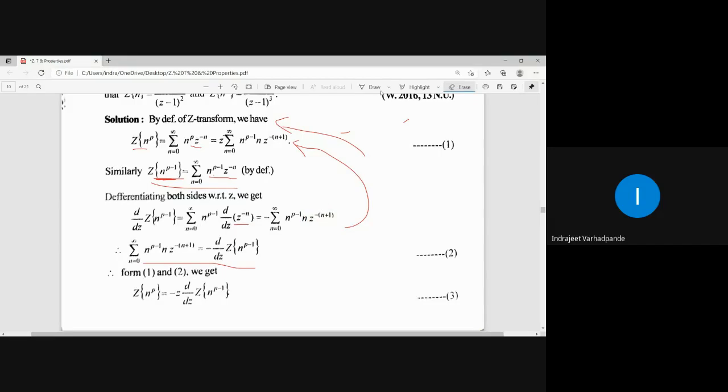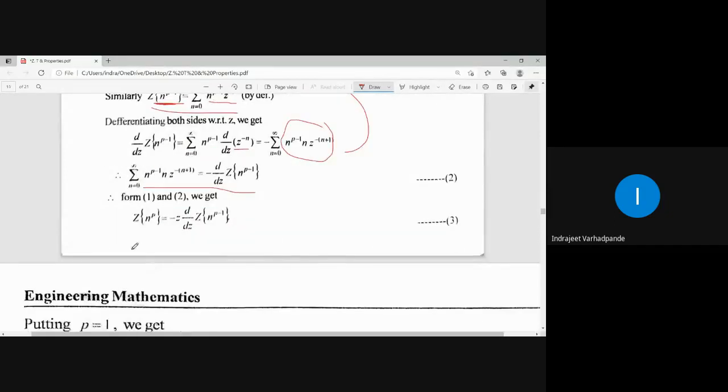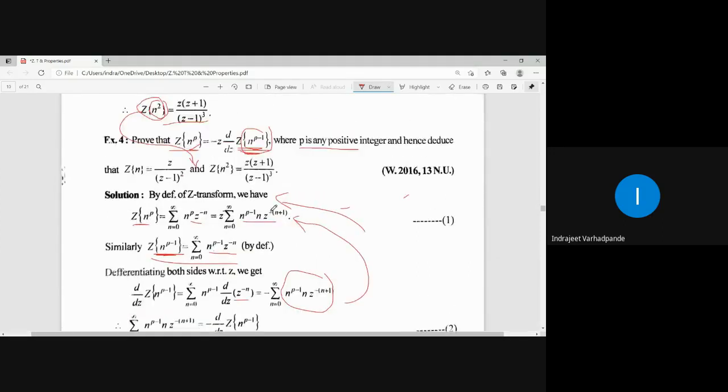So what you need to remember over here, in the very first step where we are calculating z transform of n to the power p, do the adjustment of z to the power minus 1 multiplied by z, and then as per the definition of z of n to the power p minus 1, we try to differentiate both sides, and then inside the summation it will be fulfilling the definition for the z transform of this, and therefore we get the result: z of n to the power p is minus z into d/dz of z of n to the power p minus 1. यहाँ पर आपको ये रिजल्ट जनरलाइजेशन का देगा.